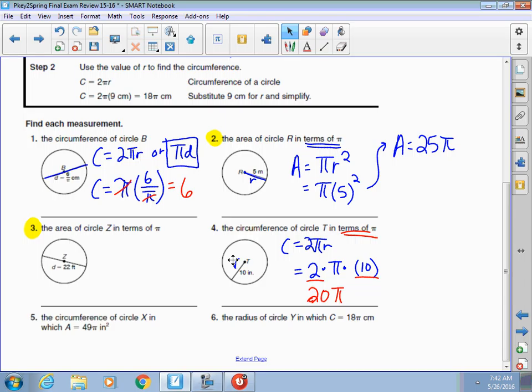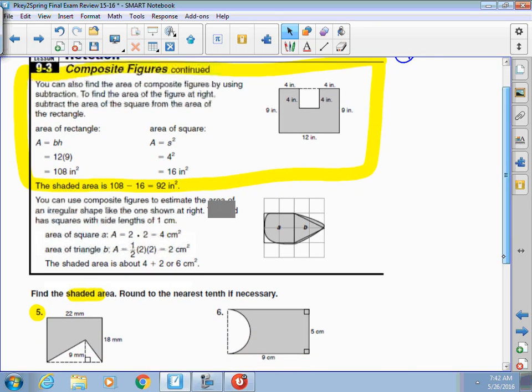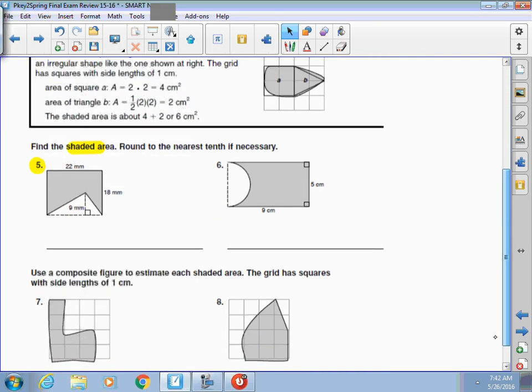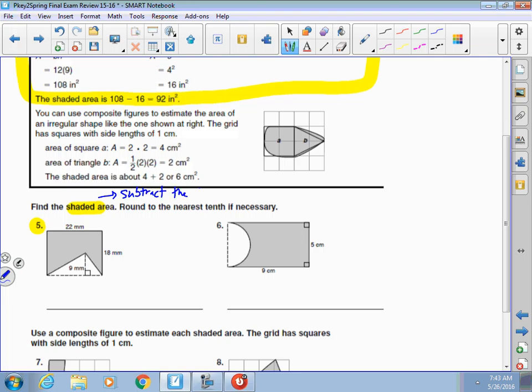So this section, you need to be able to work backwards and answer. I know you can do the rest of this. Then we go into composite figures, okay? It's just breaking into shapes, into more than one shape. And then you're going to have a shaded. Whenever you're dealing with shaded, you're going to deal with some type of subtraction, okay? You're going to have to subtract the area of each shape, okay?